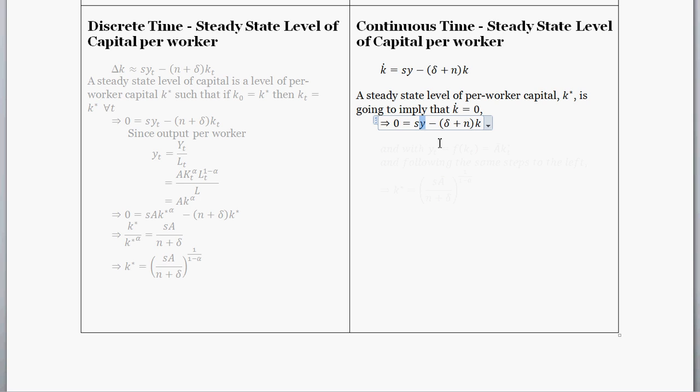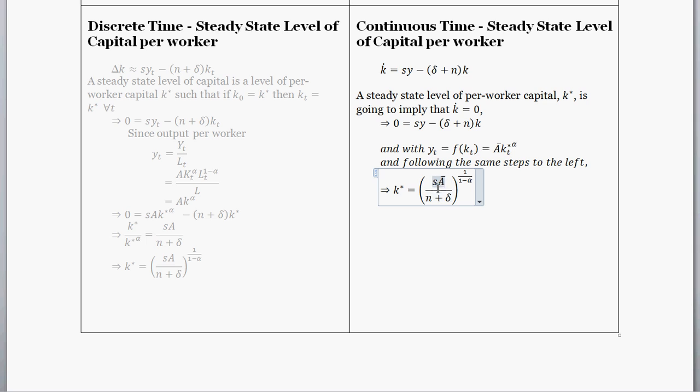So we could plug something in for this lowercase y, because lowercase y is just per worker output, and per worker output is just equal to f of k, which, when you solve through it, is total factor productivity times per worker capital raised to the alpha. And then if we just follow the steps, which I went through in nitty-gritty detail over here, we find that the steady state level of per worker capital is going to be equal to this equation right here. So it's going to be equal to the savings rate times technology, our total factor productivity, divided by the population growth plus depreciation, and all of that raised to 1 over 1 minus alpha.